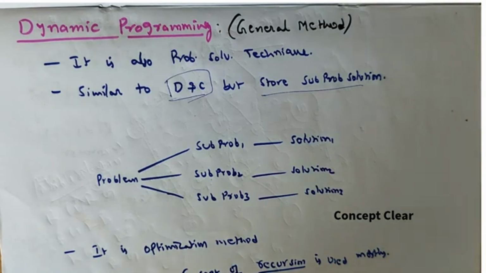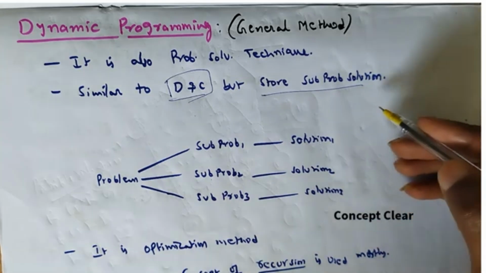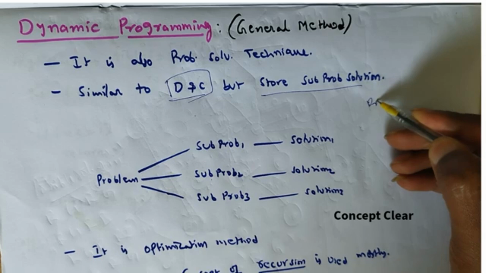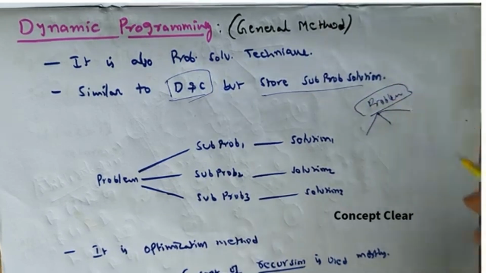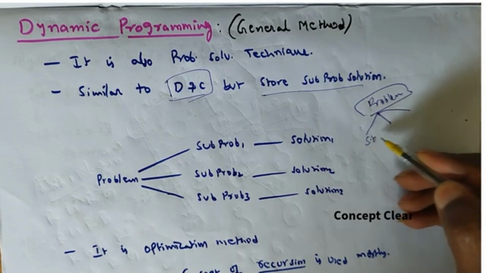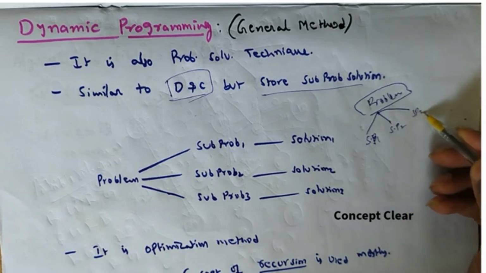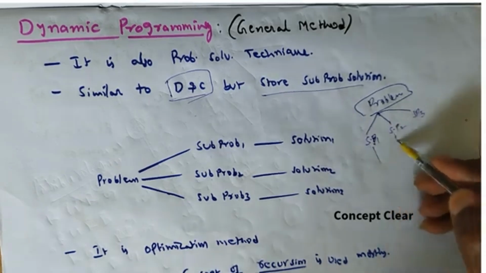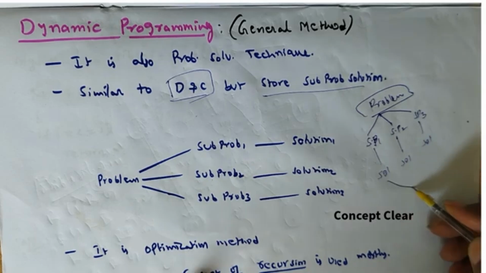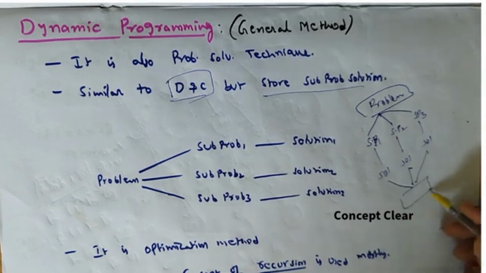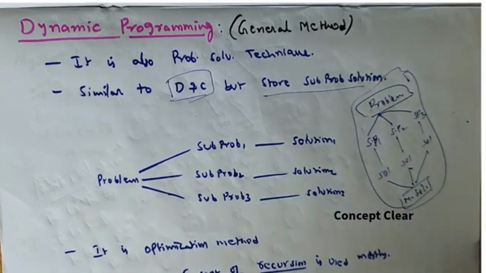First of all, what is the meaning of divide and conquer rule? Suppose a problem is there. That problem is divided into multiple sub-problems: sub-problem 1, sub-problem 2, sub-problem 3. Every sub-problem will get a solution, and finally all the solutions will be clubbed together as the major solution. It is the technique of divide and conquer.